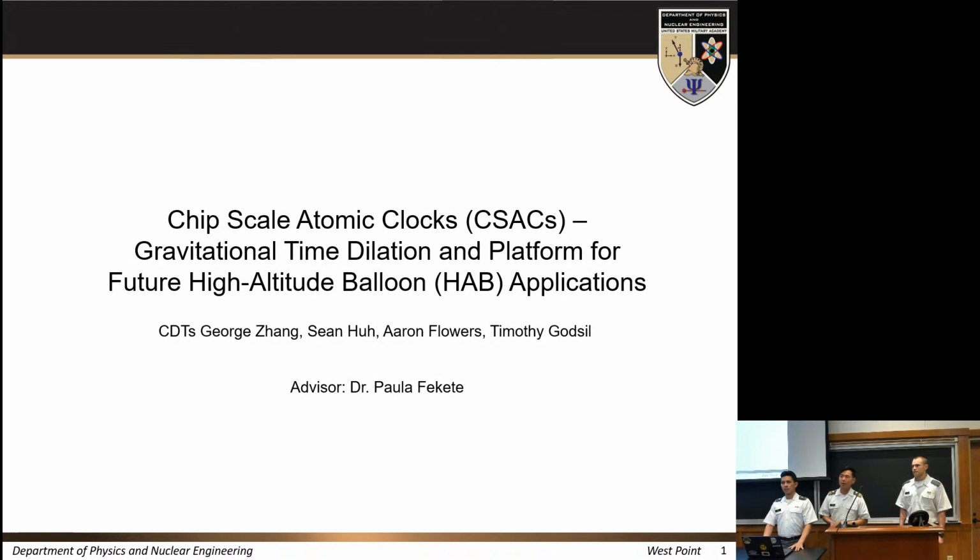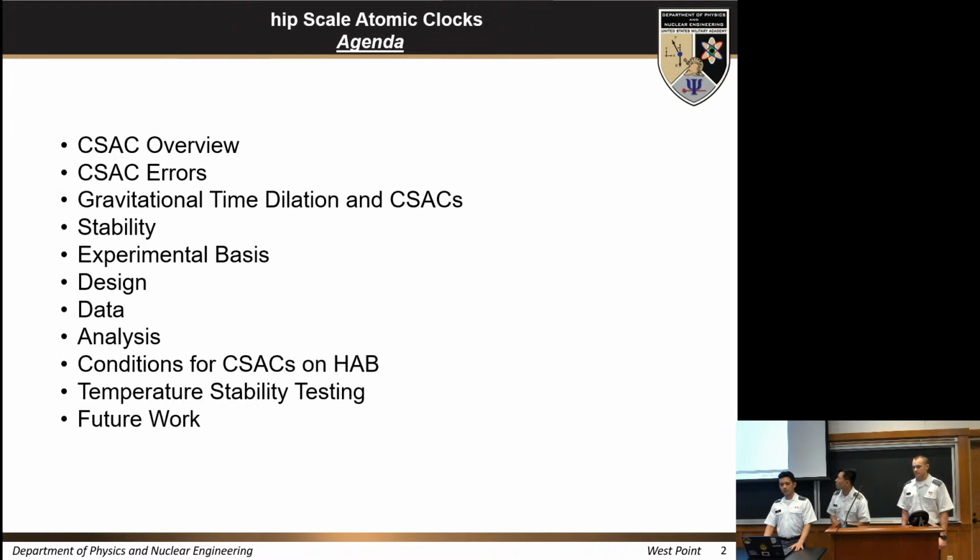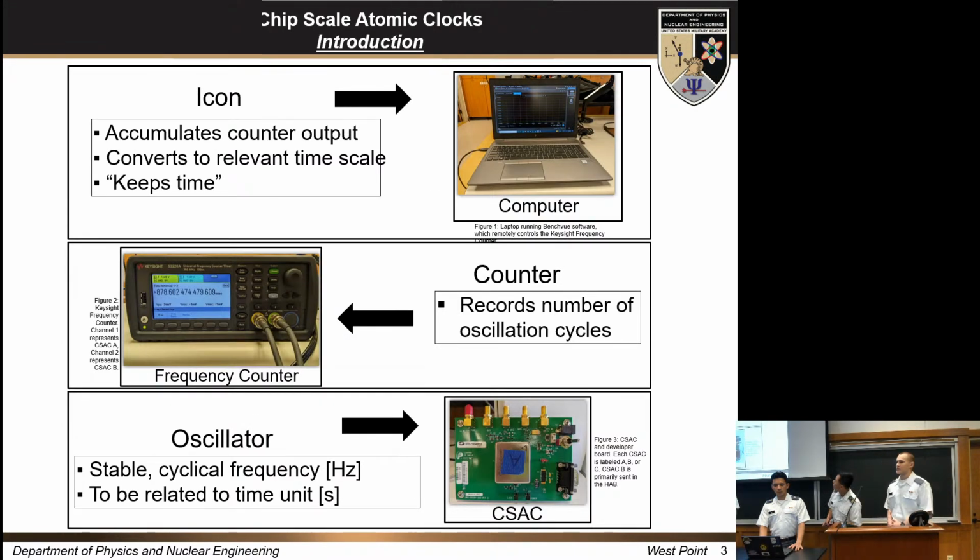Today we'll be talking about chip-scale atomic clocks, gravitational time dilation, and using CSACs as a platform for testing and characterizing high-altitude balloon flights. For our agenda today, we're going to talk a little bit of an overview of what a CSAC is, some of the errors associated with that, GTD as a whole, some of the stability issues, design, data, and future work on characterizing the clocks. First, to introduce how a CSAC can be compared to a regular clock.